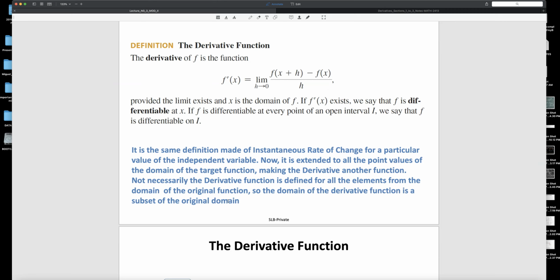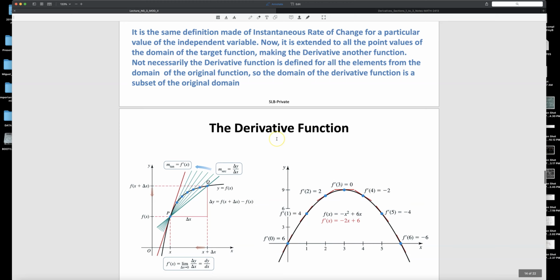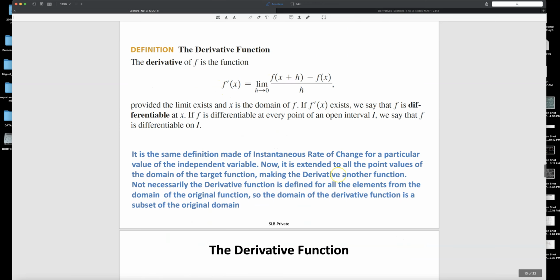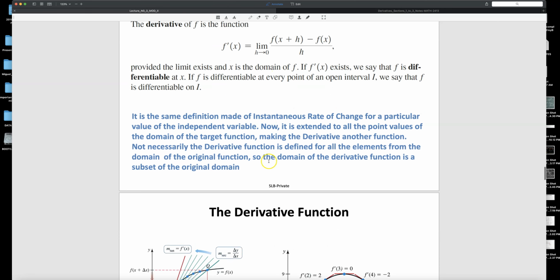So as a conclusion, the domain of the derivative function is going to be smaller than or equal to the domain of the original function. In other words, it's going to be a subset. Keep that in mind, because it's very important to understand that. That is the definition of the derivative function. You know everything about the derivative at one point, then we extend that concept to all the points within the domain of that original function.